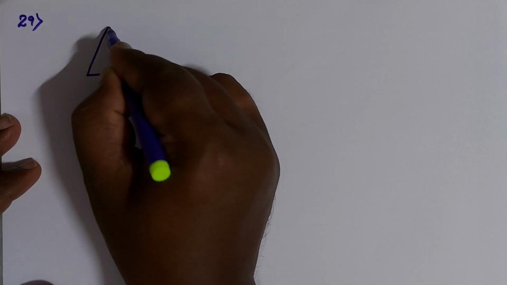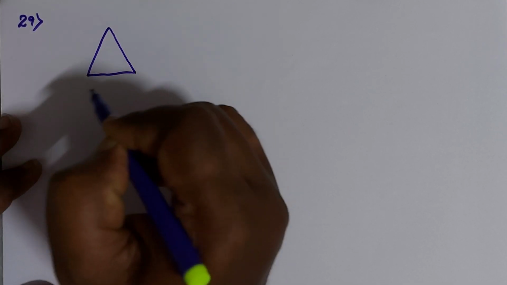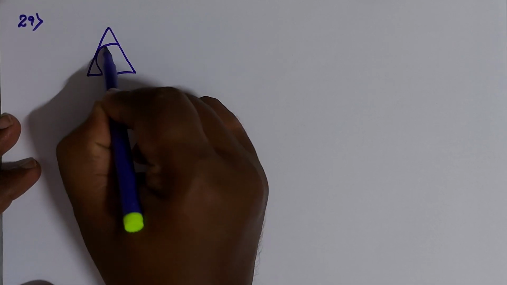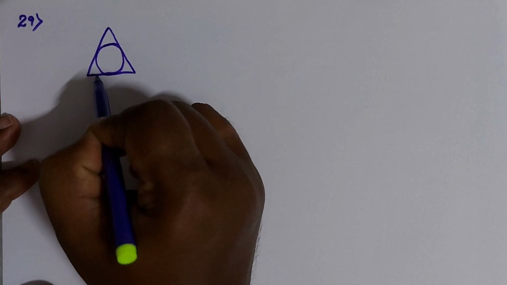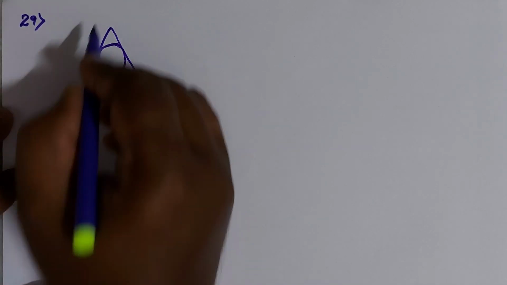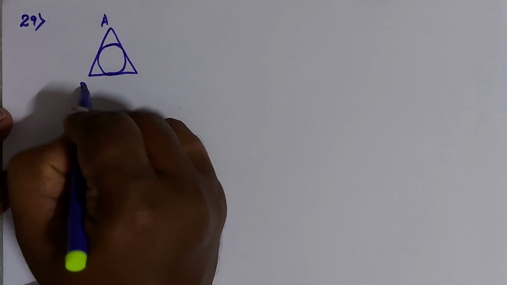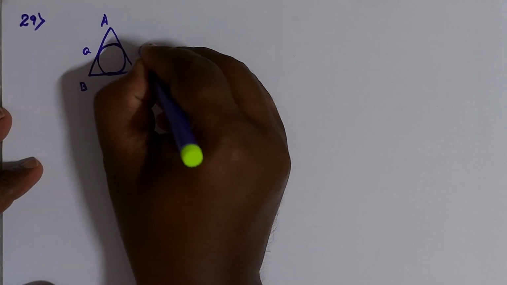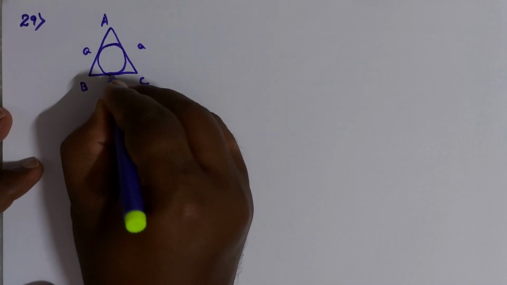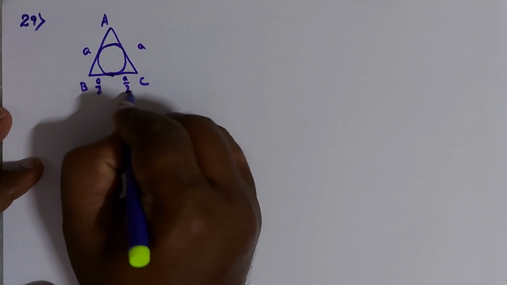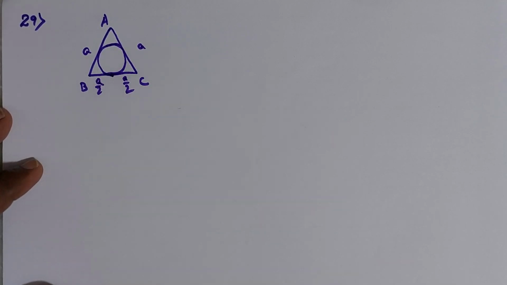Here the circle is inscribed in an equilateral triangle. So this is our equilateral triangle and this is the circle that is inscribed in the triangle. Okay. So let the triangle name be ABC and its side length be a. Okay. And let this be the midpoint. So this is a by 2. This is also a by 2. Okay.